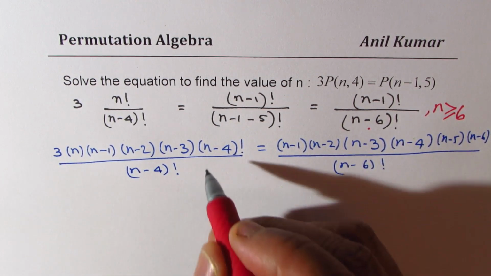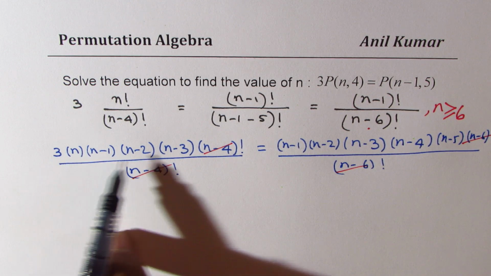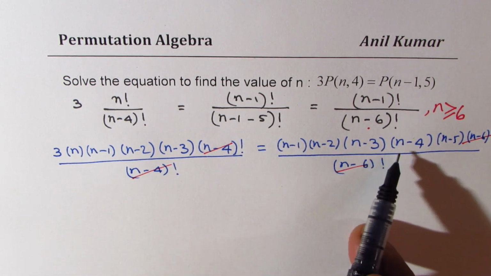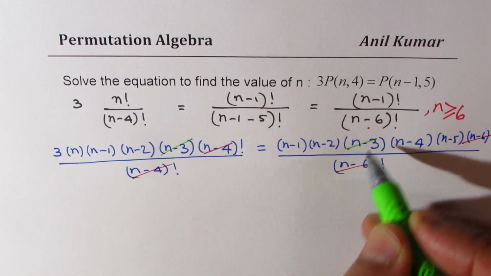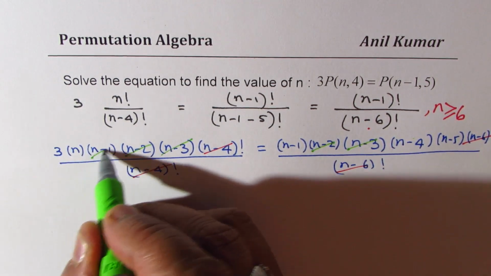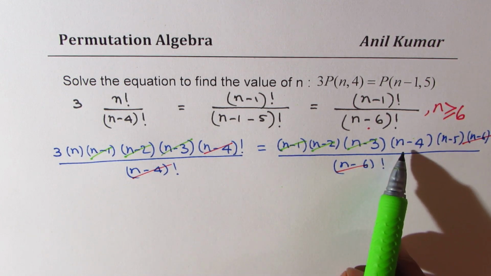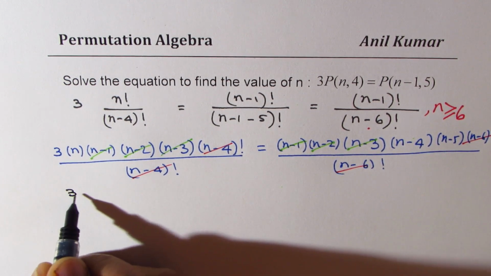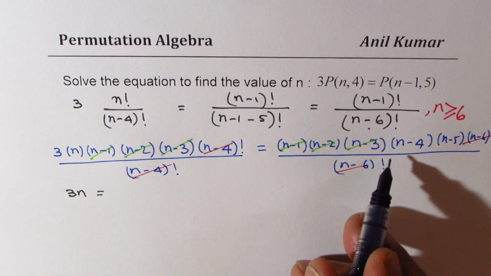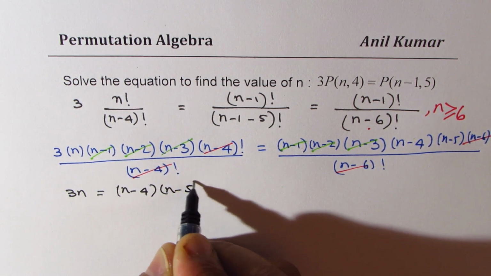Next step is to simplify, just cancel out the common terms. Perfect. Now at this stage, we are left with 3 times all this, and that is the left side. You could actually cancel left and right side common terms, n minus 3, n minus 2, and n minus 1, correct? So we are left with n minus 4 and n minus 5 on the right, and 3n on the left. So we have 3n equals n minus 4 times n minus 5.